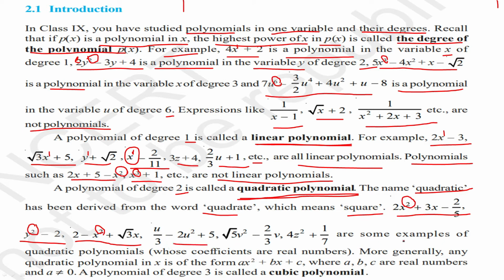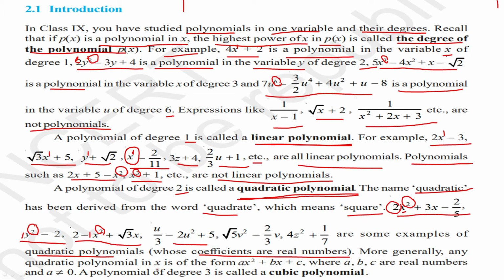Like that we can give many examples of quadratic polynomials whose coefficients are real numbers. The coefficient of u² is a real number, yes, -2. Here the coefficient of x² is -1. Here the coefficient of y² has no number, which means 1. The coefficient of x² is the number which comes before it.